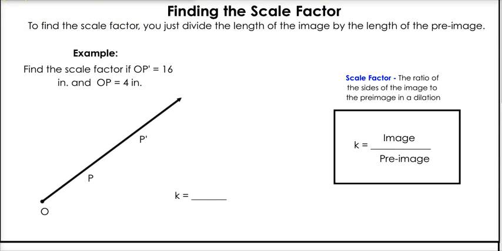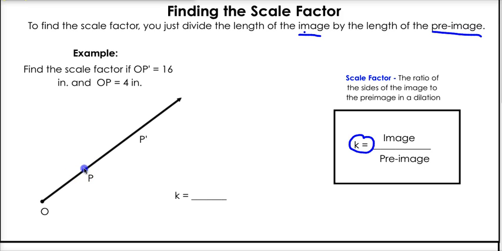Final part of this lesson. We're going to find out how to find the scale factor if it is unknown. Pretty straightforward. To find the scale factor, you just divide the length of the image by the length of the pre-image. That will tell you how much the scale factor was. The way we usually denote the scale factor is using k. It's just the image divided by the pre-image, these lengths.